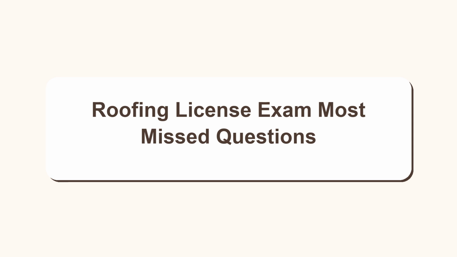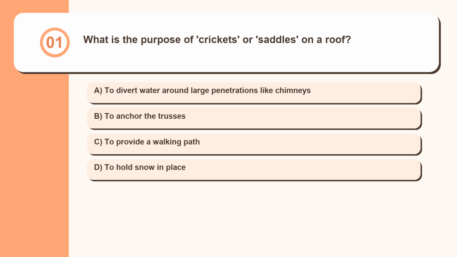Roofing license exam most missed questions. Question 1. What is the purpose of crickets or saddles on a roof? To divert water around large penetrations like chimneys, to anchor the trusses, to provide a walking path, to hold snow in place.